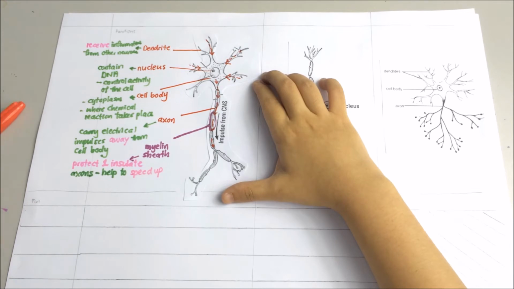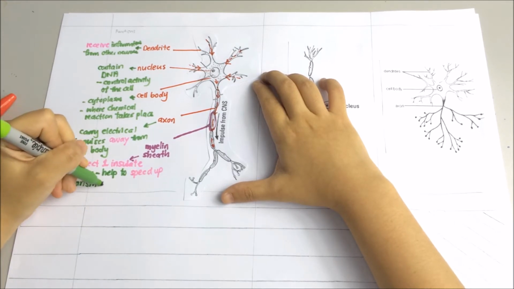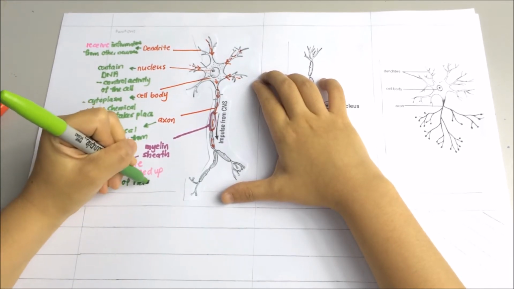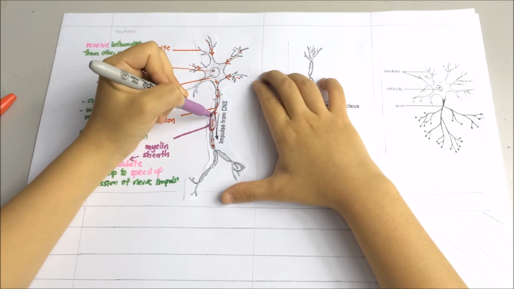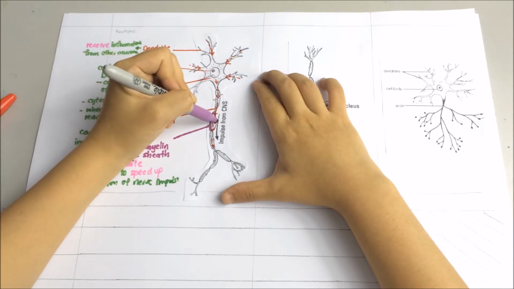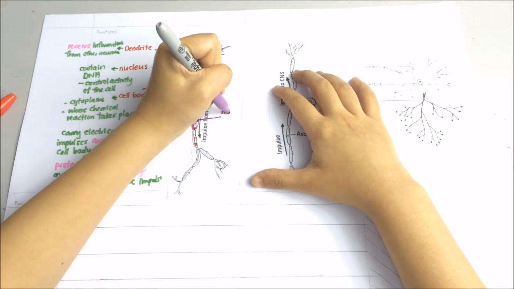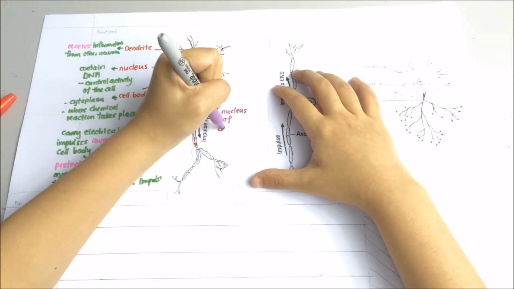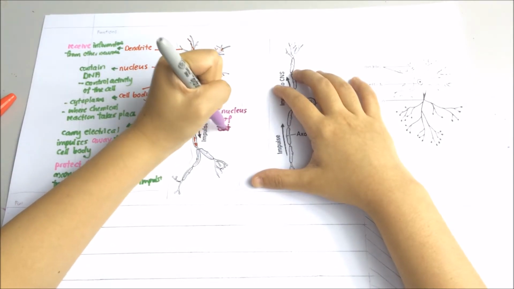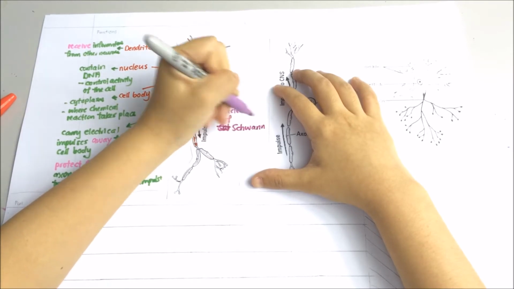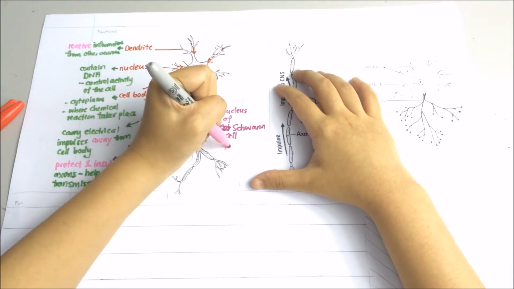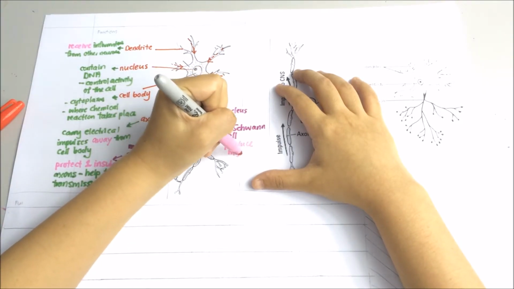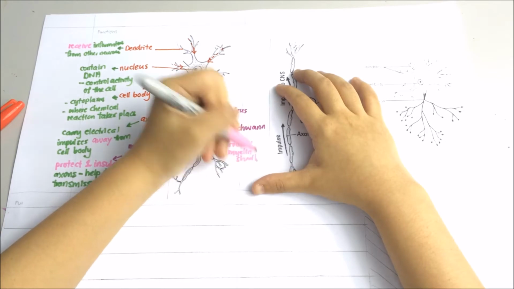So you might be wondering, what actually produces this myelin sheath? The myelin sheath is actually produced by Schwann cells. And if you look closely, in the myelin sheath, you can actually see the nucleus of the Schwann cell. The function of the Schwann cell is to produce the myelin sheath.